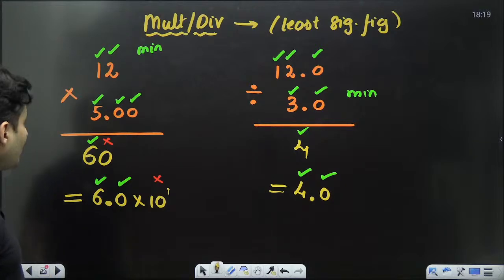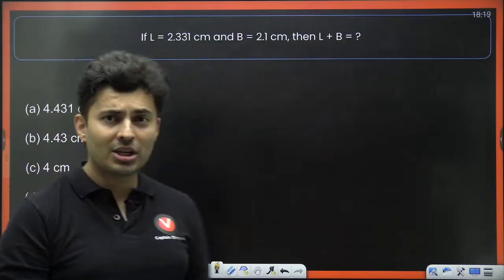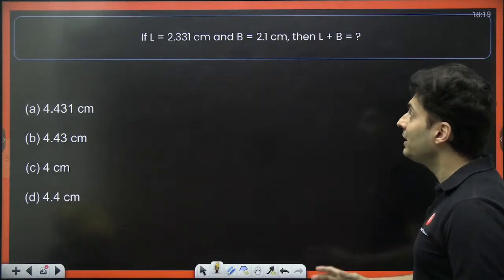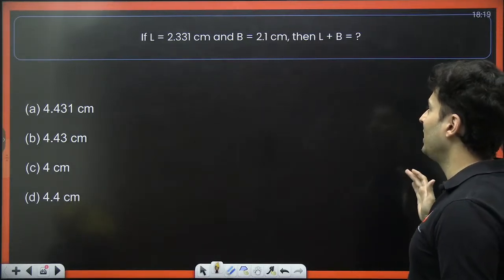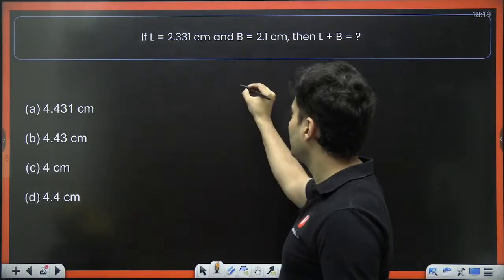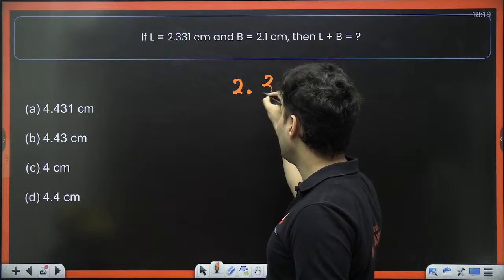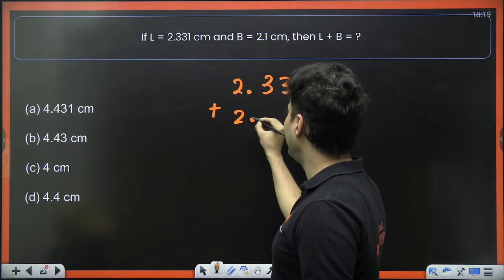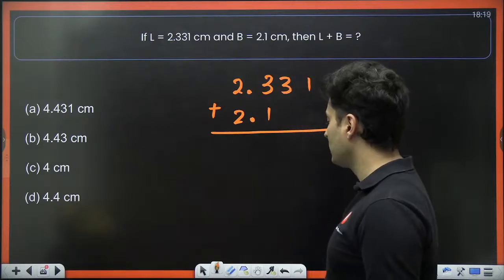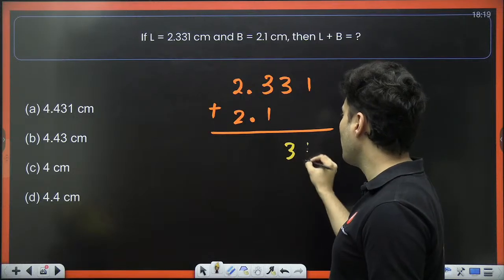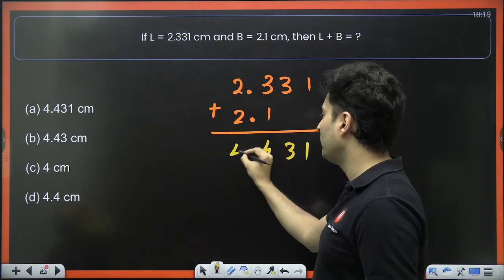Cool. Let's do the further questions. Let's see if you can get the correct one. Length is 2.331, B is 2.1, then L plus B is, come on, do the math. 2.331 plus 2.1. How much is it? Just do the basic math first. That will be 3, 1 over here, that will be 4 over here, and 4.